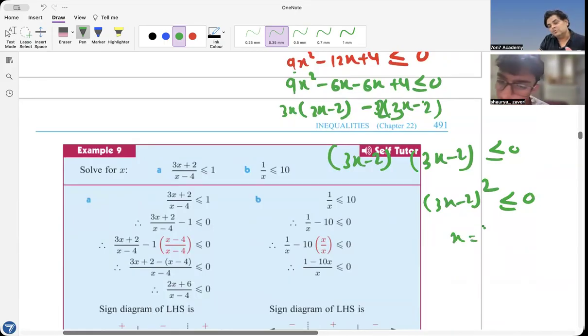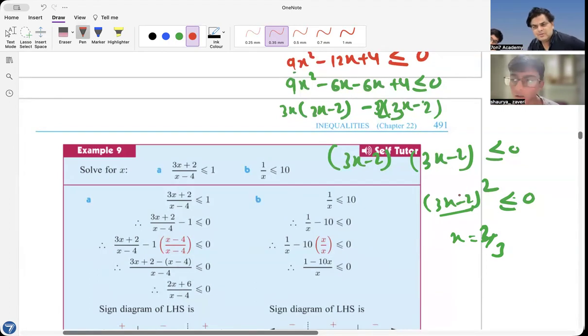You just write x equal to 2 by 3 only, no? If you put 2 by 3, then it becomes 0. Because it's squared, if you take any other value it will be positive, not negative. To get a square as 0, it can be minimum 0, no? It won't be below 0, because any value of x you put is getting squared.